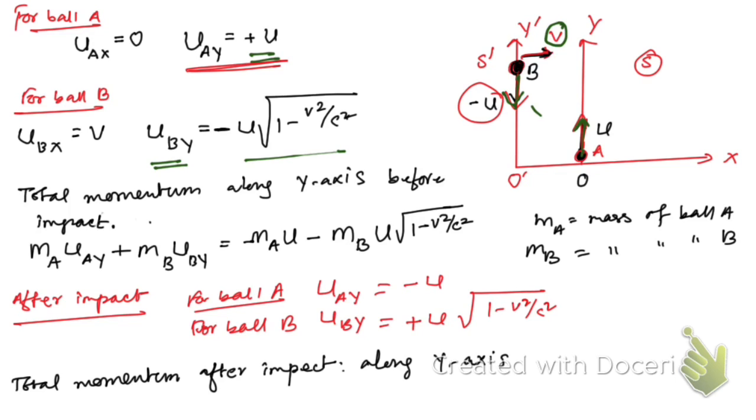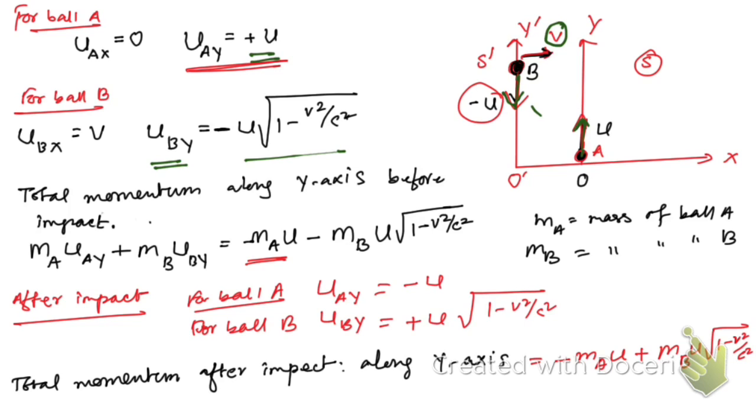Therefore total momentum after impact along y-axis will be, so now this is positive, it will be negative now, m a u, and this negative will be positive, plus m b u root over 1 minus v square by c square. That's what we're gonna have, right? So hope you have understood this.